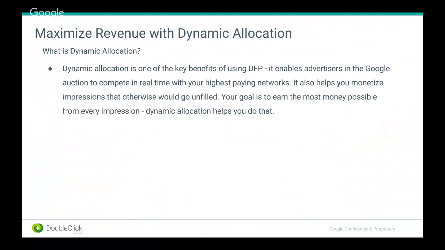Just to reiterate, with dynamic allocation, when DFP receives impressions, it can turn to AdSense to help fill them. When certain impressions are considered particularly valuable to AdSense buyers, DFP can take advantage of this demand whilst still respecting orders which were sold directly. This therefore maximizes value to advertisers and revenue to publishers.